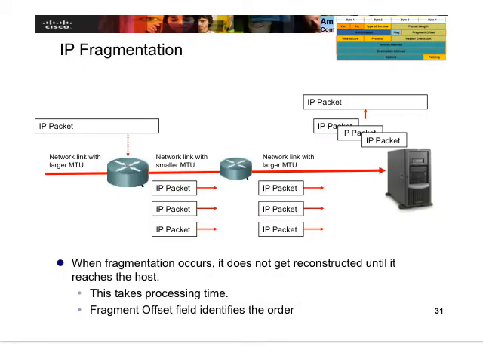So that explains that concept. When fragmentation occurs, it does not get reconstructed until it reaches the final stage, which is the final host. The final host needs to defragment. The fragment offset field will tell you that this fragment goes into that location in the big packet. It's like a pointer. It tells you the location where this particular fragment has to be put in the actual packet to create the original packet again. We'll see that.